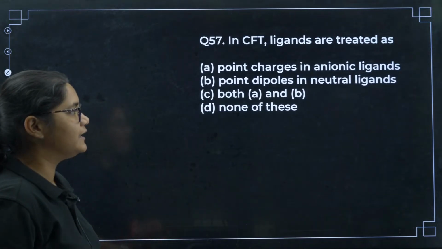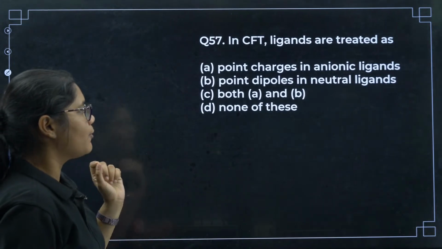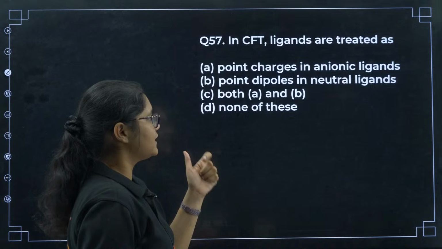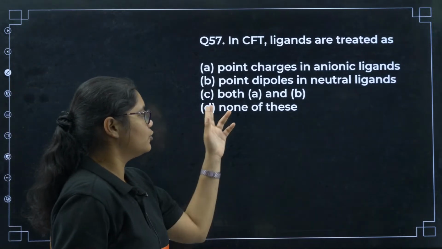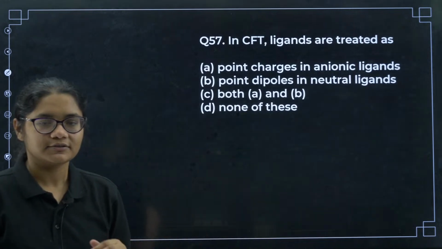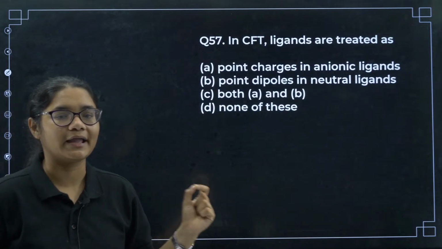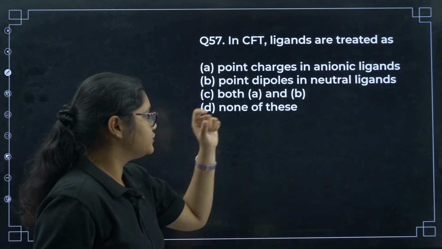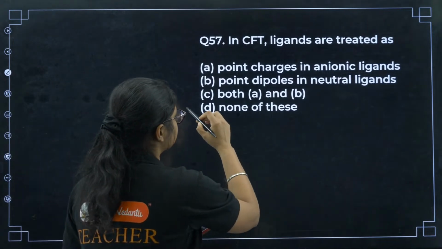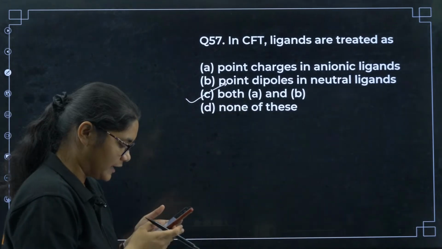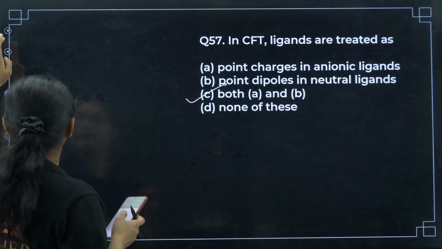In CFT, ligands are treated as point charges in anionic ligands and point dipoles in neutral ligands. Okay, so this is both A and B, or none of this. I have discussed already: if a neutral molecule is there, it is a point dipole; if a negative charge is there, then it is a point charge. So it is option C, that is both A and B. Yes, all of you are giving the correct answer here.